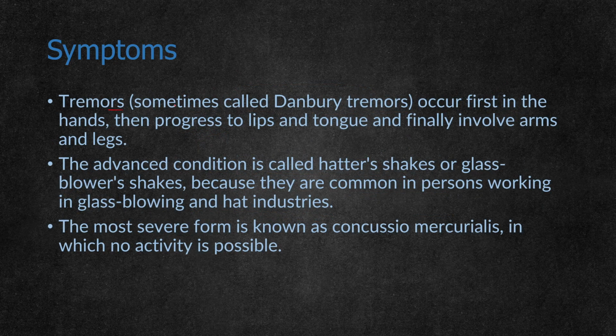Then it is followed by tremors, which are also called Danbury tremors, which occur first in the hands. Hand tremors are present, which are later followed by the limbs and tongue, and finally involve the arms and legs. The advanced condition is also called Hatter's shakes or glass blower shakes, since it is commonly seen in persons working in glass blowing and hat industries.